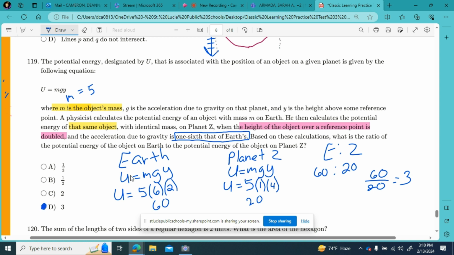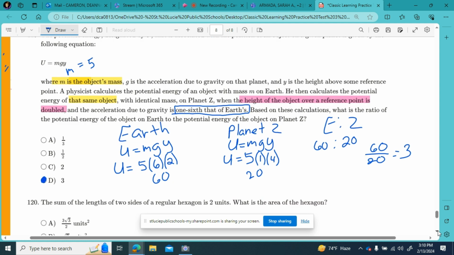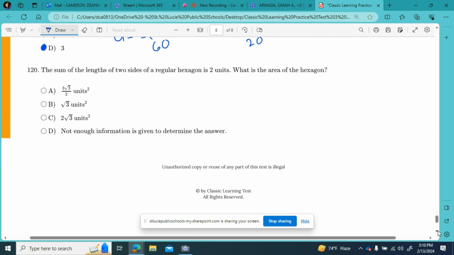And I made up some numbers to plug in there because they didn't tell us exactly. And if you had made up different numbers, as long as everything was in the correct ratio, you would have gotten the same answer as me.